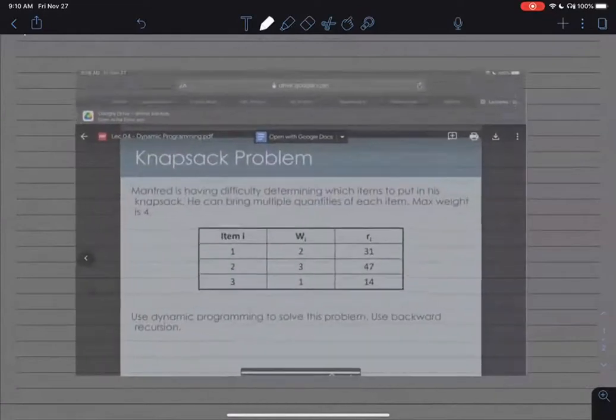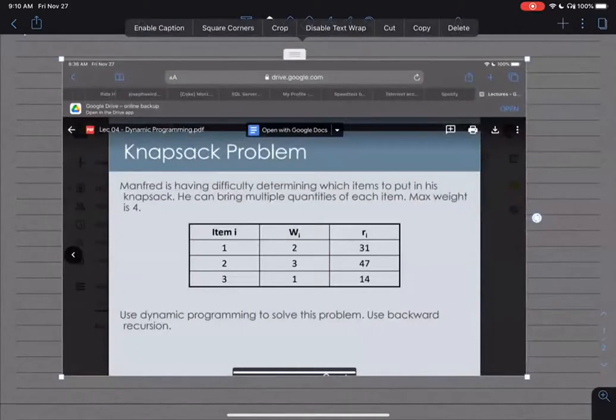This is the most common dynamic programming problem, which is what we call the knapsack problem. So Manfred is having difficulty determining which items to put in his knapsack. He can bring multiple quantities of each item, and the max weight of the backpack is 4. So use dynamic programming to solve this using backward recursion.